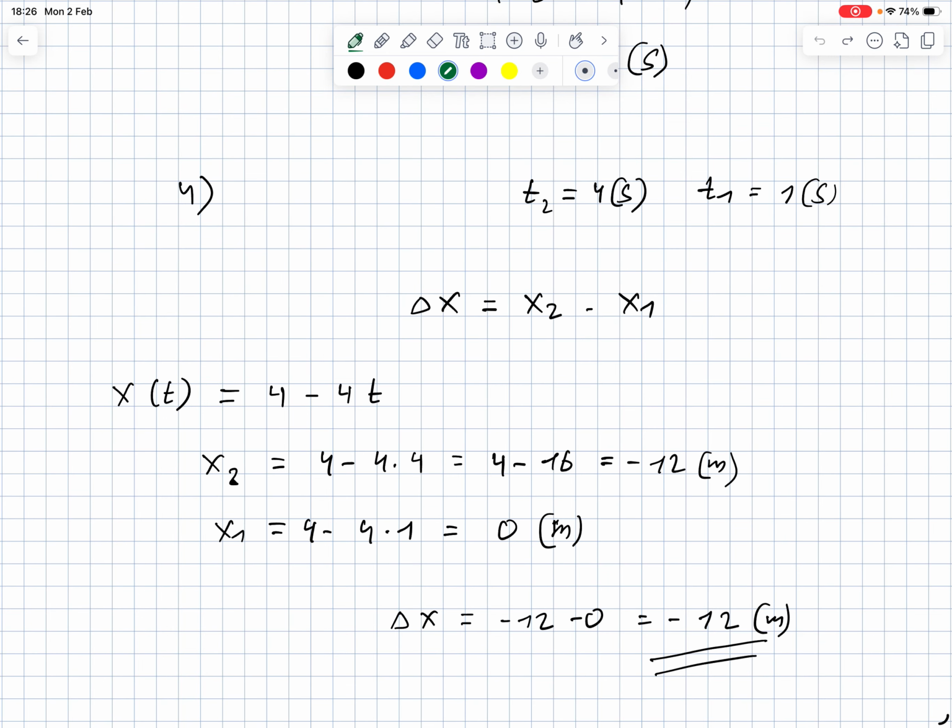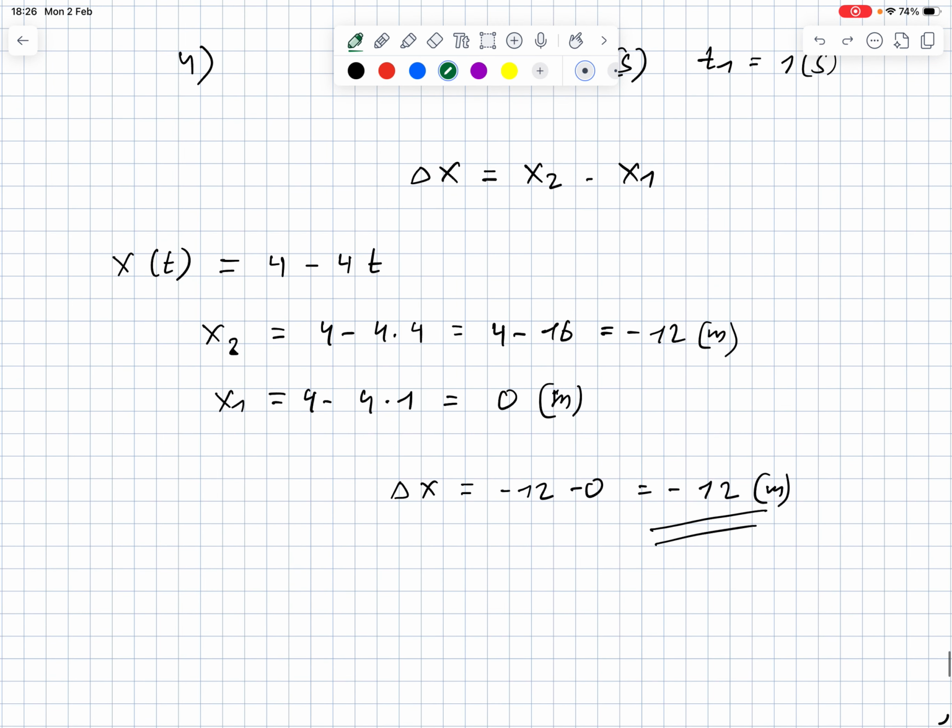And finally, we can substitute x2 and x1, or x final minus x initial, with those values. Okay, and we get that the displacement between those two times equals minus 12 meters.